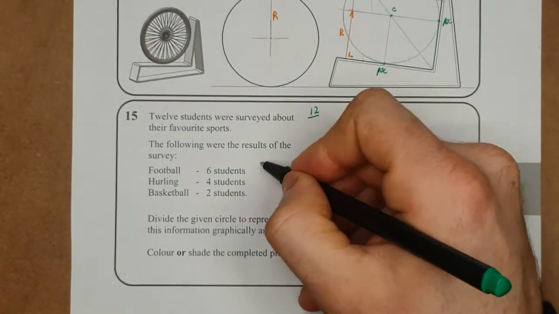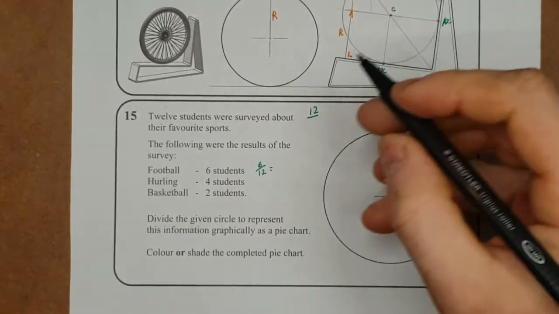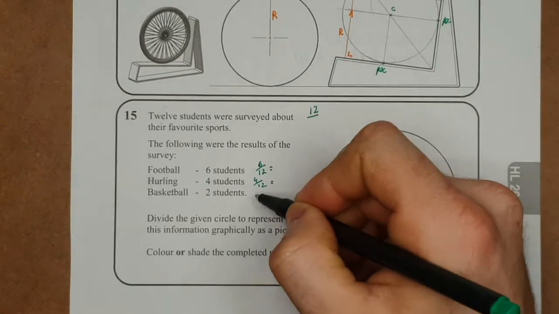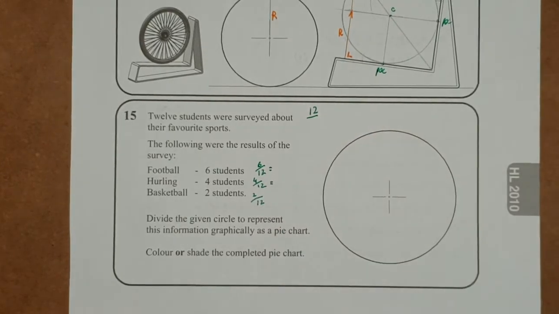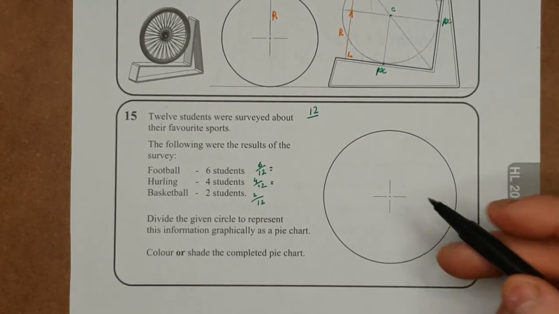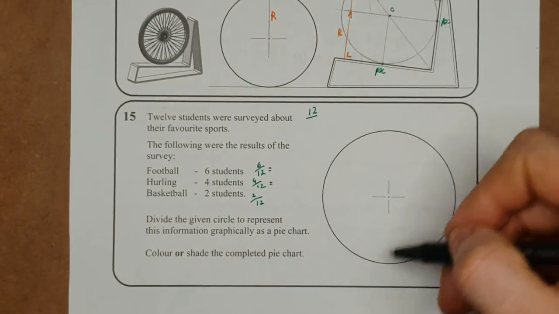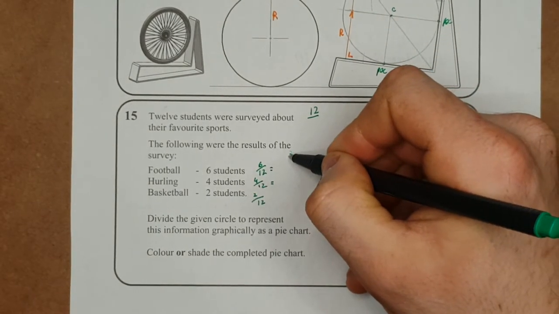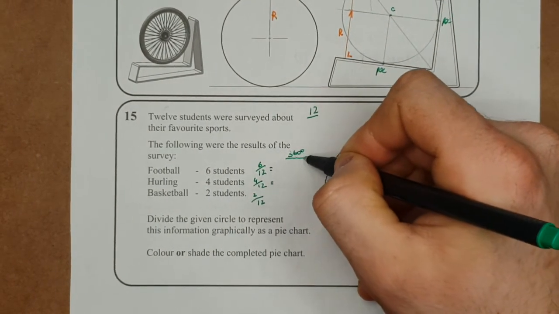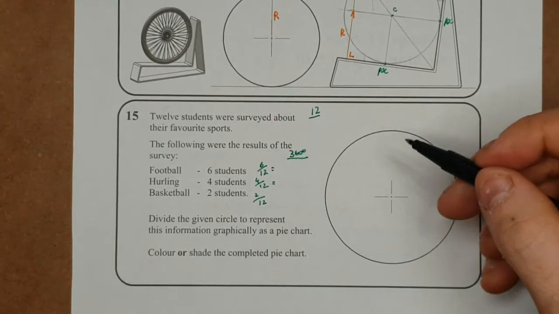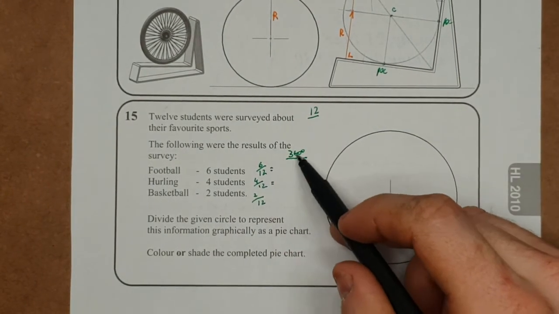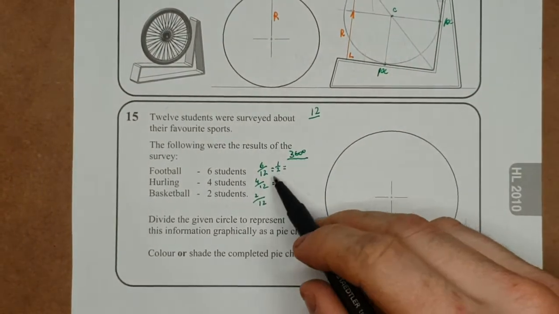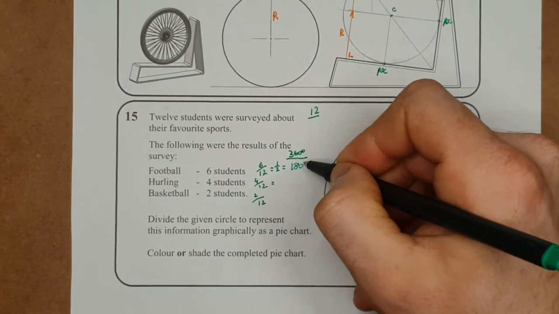So first things first here, our total number surveyed was 12. Football is 6 out of 12, which we'll just break down later. Hurling is 4 out of 12, and then finally 2 out of 12. 6 out of 12 is half, so it's going to be half of the whole object, which is nice and easy. But if you want to work it out using angles, there's 360 degrees total. If you have a calculator you can use it, but you probably won't need it. 360 multiplied by 6 over 12. 6 over 12 is a half, and 360 by a half is 180 degrees.